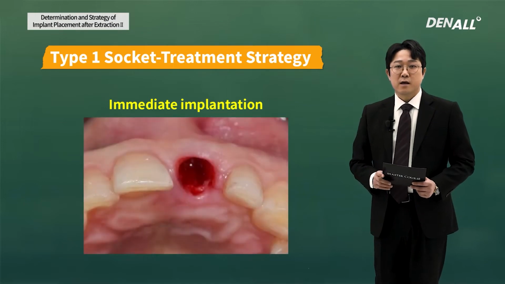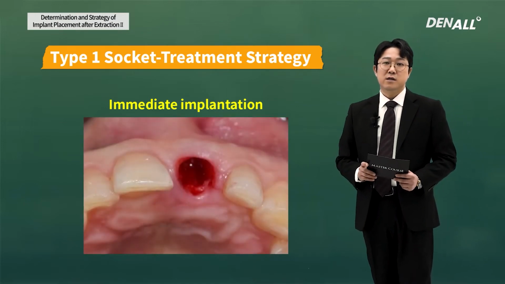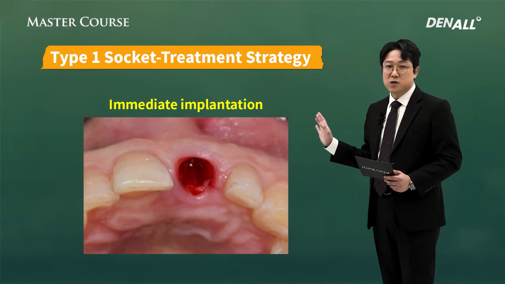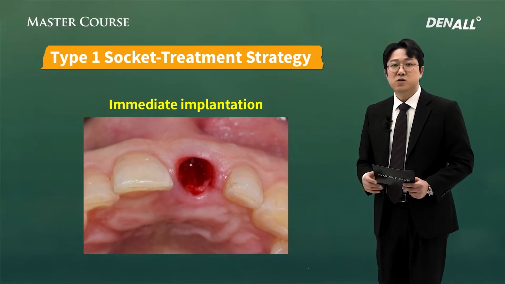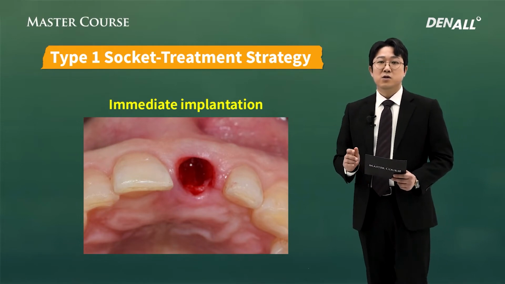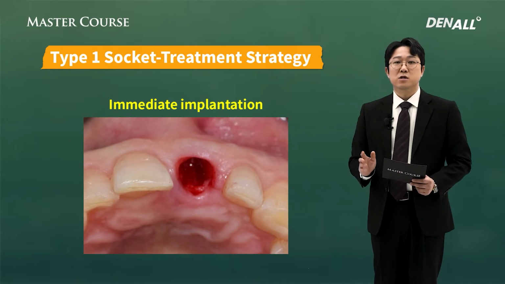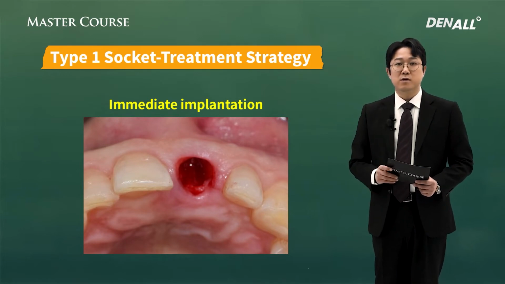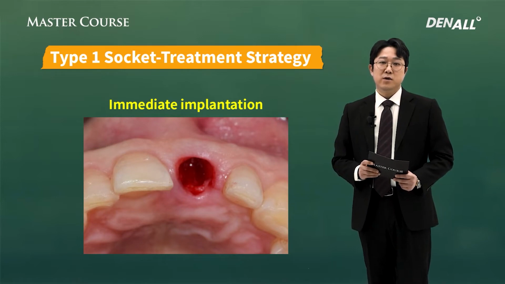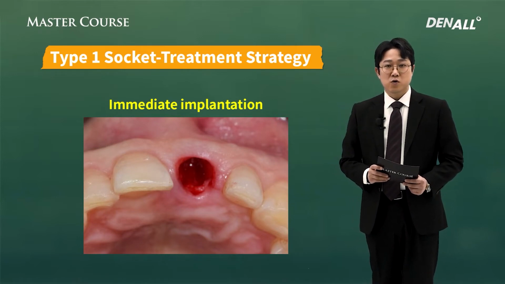If you do immediate implantation, you need to minimize damage to adjacent tissue, and you need to be very careful with extraction. The soft tissue and bone loss in the extraction socket can be minimized, and the surrounding tissue can be preserved, and you can also get aesthetic implant treatment results.